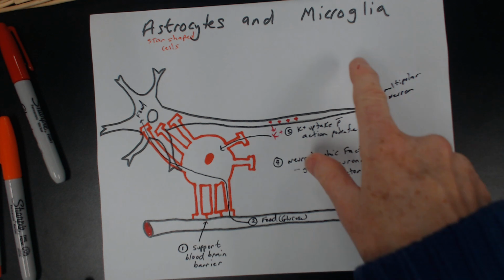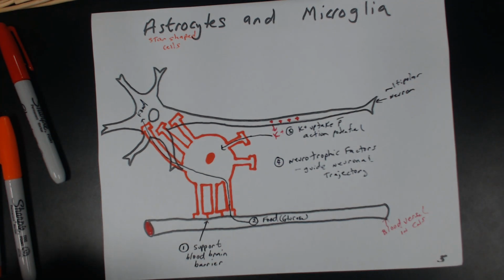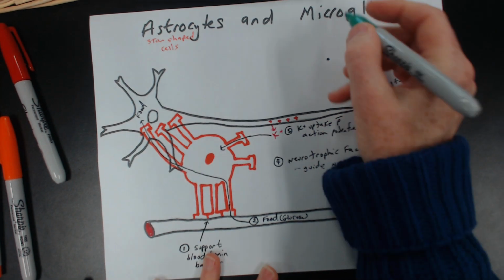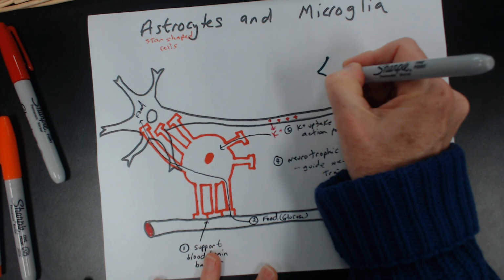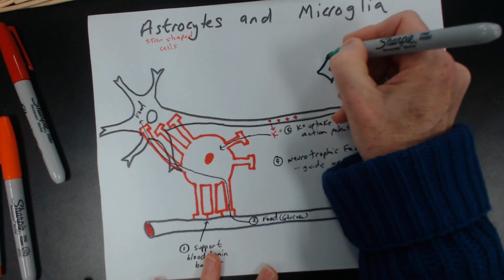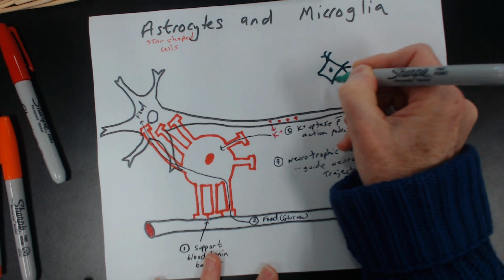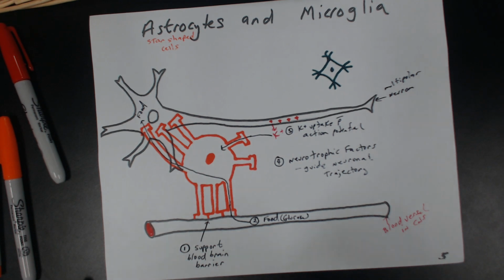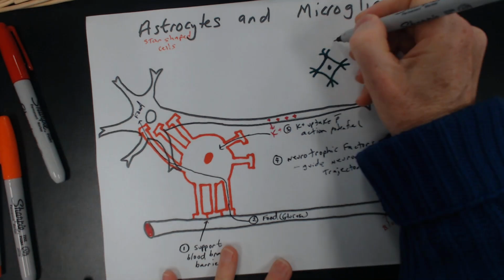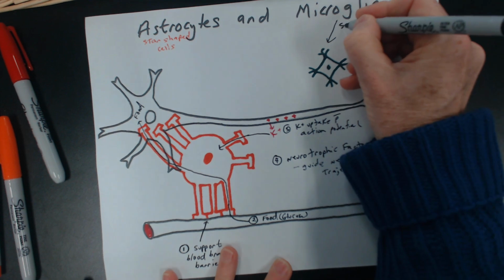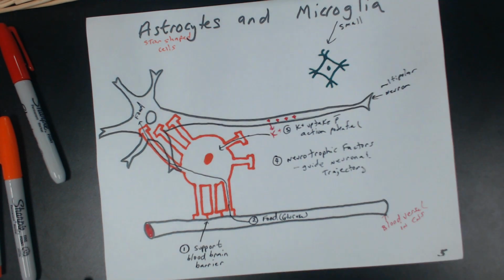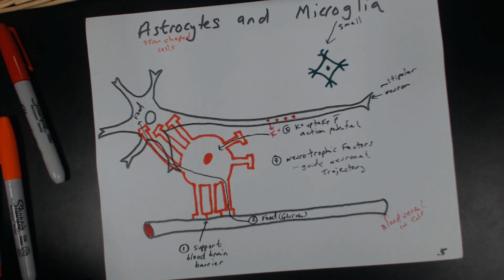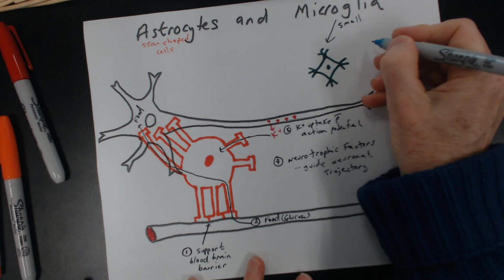The second one we're going to talk about is a microglia. A microglia is a small cell, essentially. It's going to look like this, with little fringes hanging off the edge. Okay, the word micro is small, so a small glial cell. And the best way I know to show you what they do is to draw this.